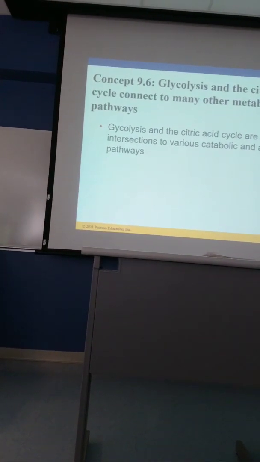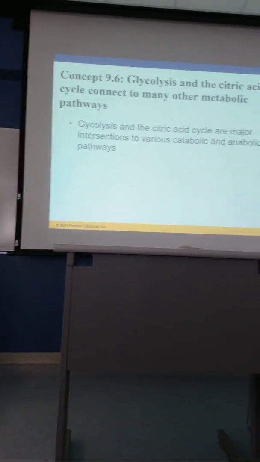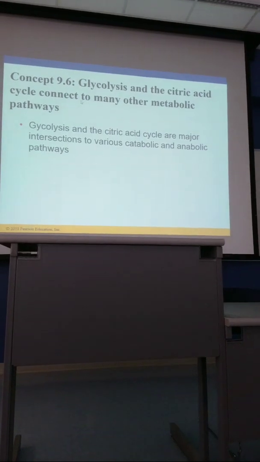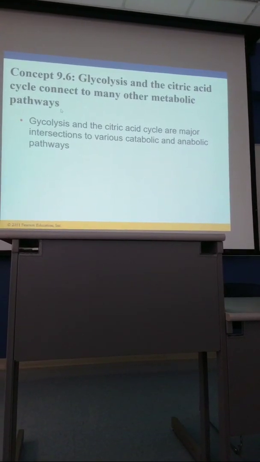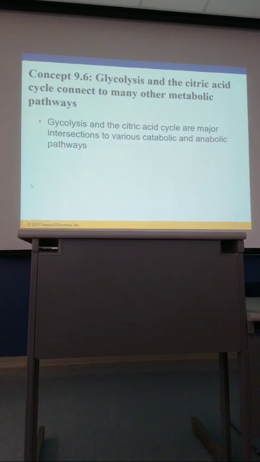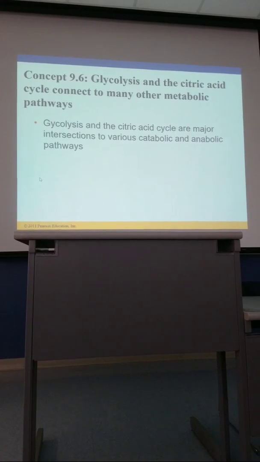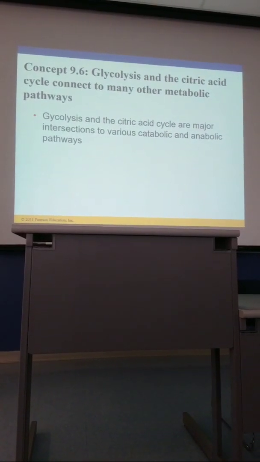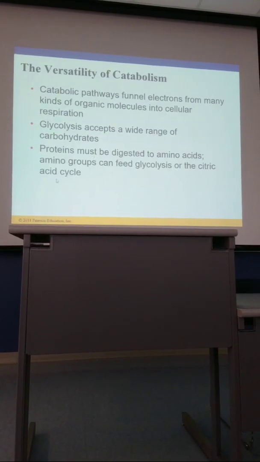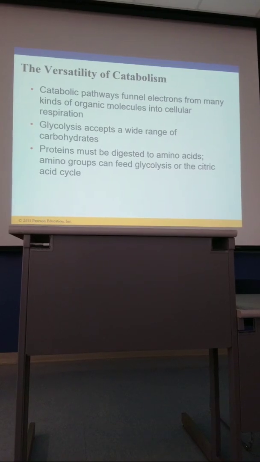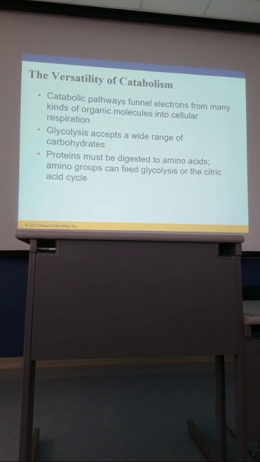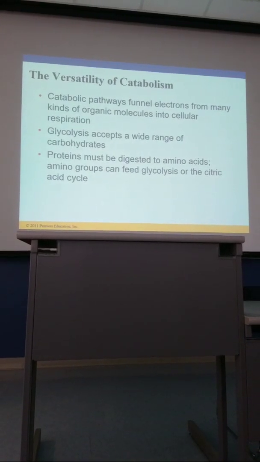Bacteria, primarily. Notice, we've been talking about glucose and glycolysis. The definition of glycolysis is the breakdown of glucose. There are other molecules that we need to break down, such as fats and proteins. Glycolysis and the citric acid cycle are the major intersections to various catabolic and anabolic pathways. Catabolic pathways funnel electrons from different organic molecules. Remember, catabolic means to break down, to release energy.